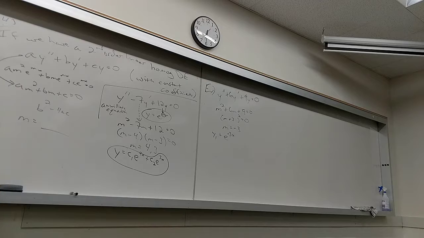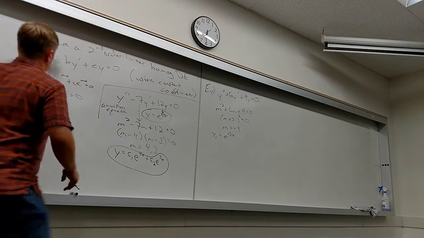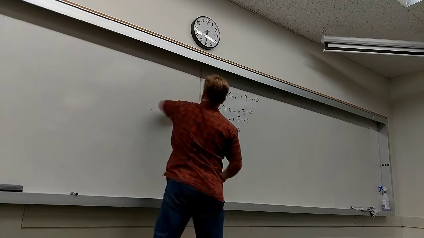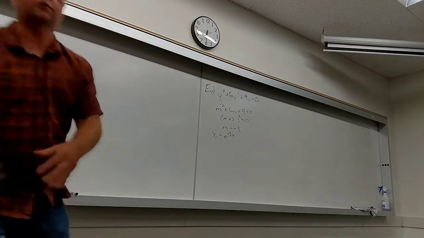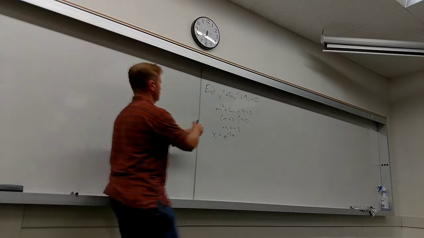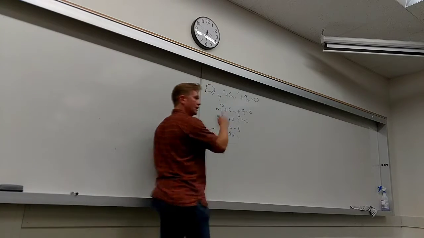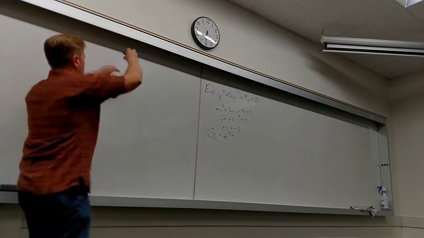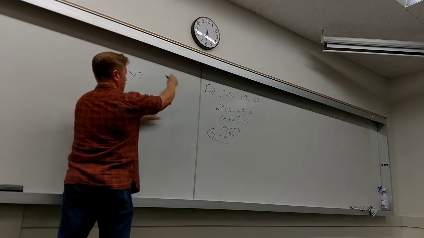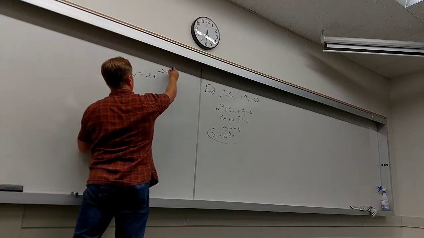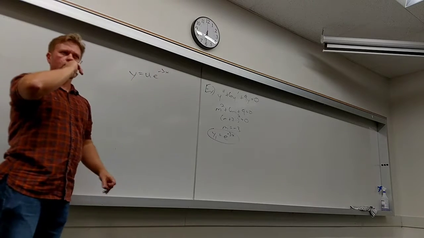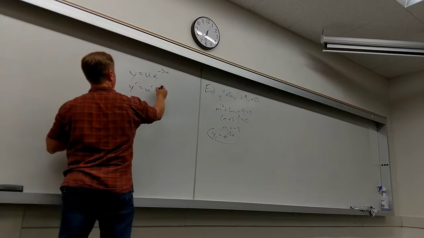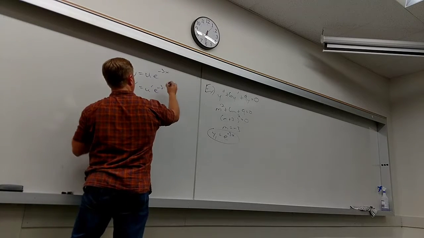What are we going to do? I know one solution. I want to get the other solution. I know there's a second solution. So y equals u e to the negative 3x. First derivative. So I'll just charge through this.